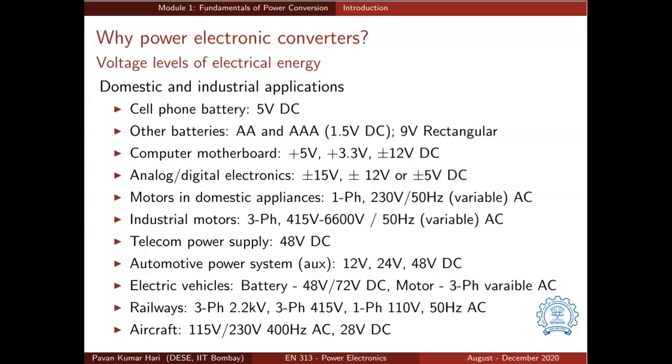Coming to electric traction, there are different levels of voltage needed. 3-phase 2.2 kV is needed for the propulsion motors, 3-phase 415 volts is needed for the auxiliary motors, and single-phase 110 volt supply is needed for lighting, charging points, etc. The power supply system in an aircraft typically involves 115 volts or 230 volts, 400 Hz AC and 28 volt DC.